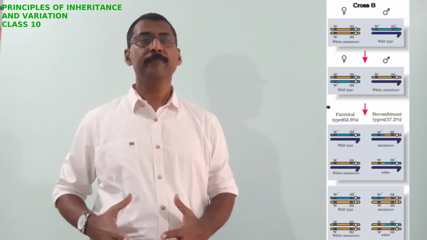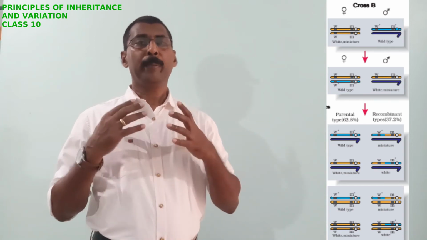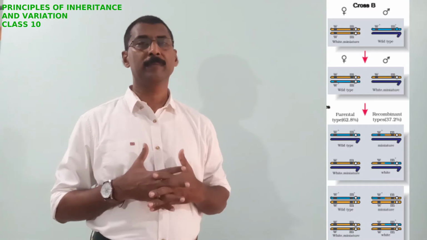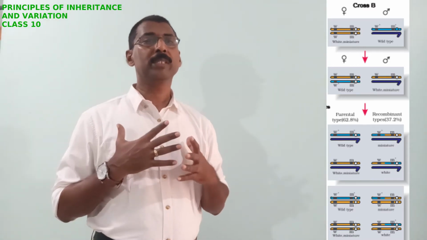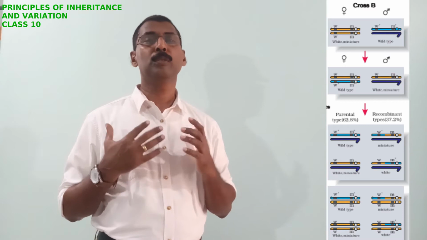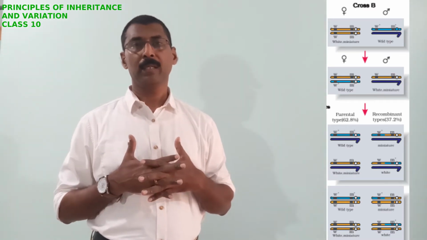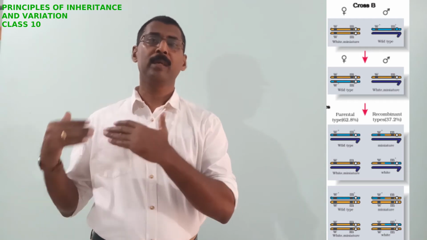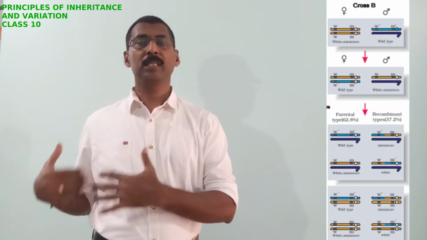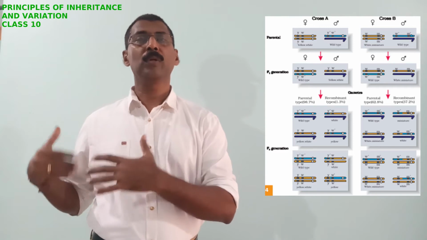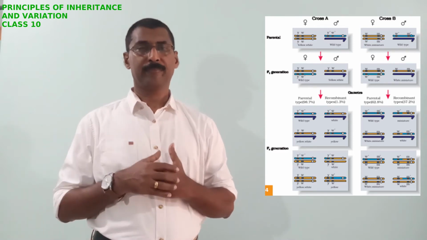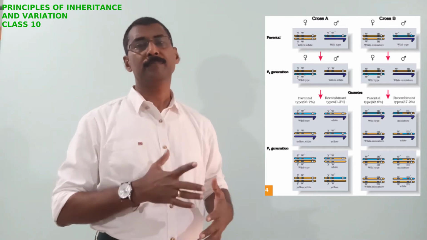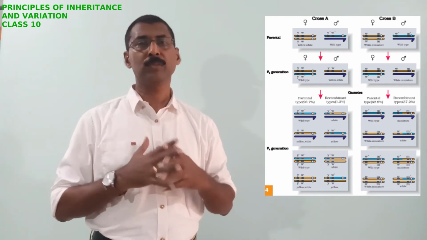But in the F2, he got a parental combination of 62.8% and a recombination of 37.2%. So this was drastically different from the percentage he got as a result of cross A, even though the procedure he adopted was the same. Both were dihybrid crosses.